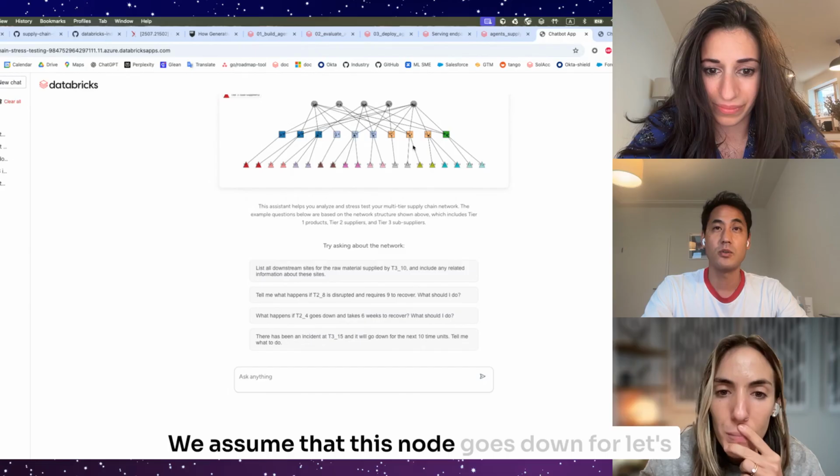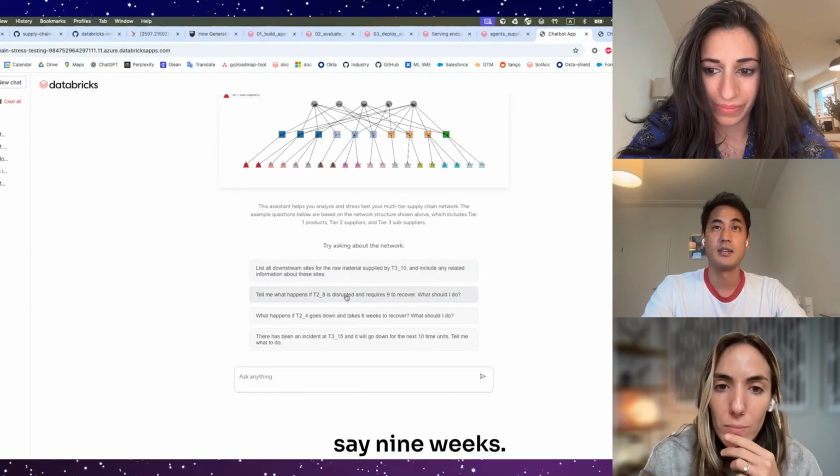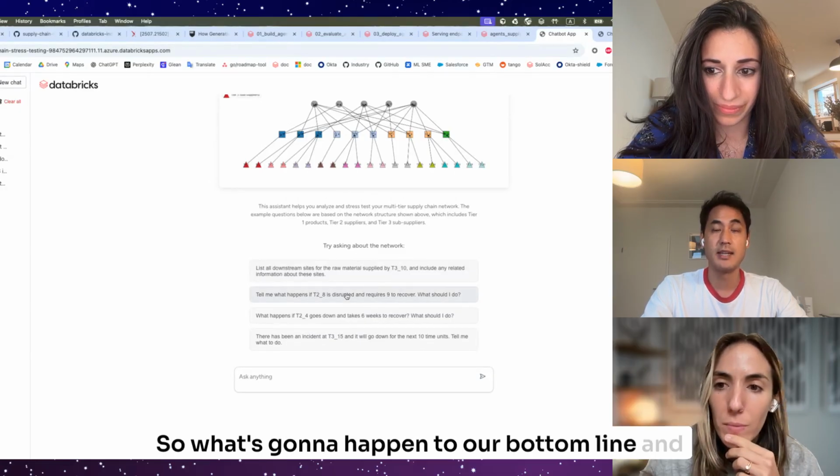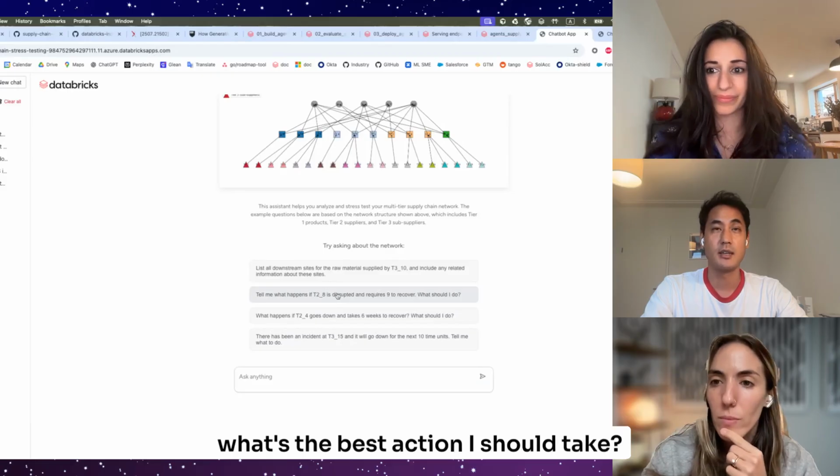We assume that this node goes down for, let's say, 9 weeks. So what's going to happen to our bottom line? And what's the best action I should take? So let's click on this one.